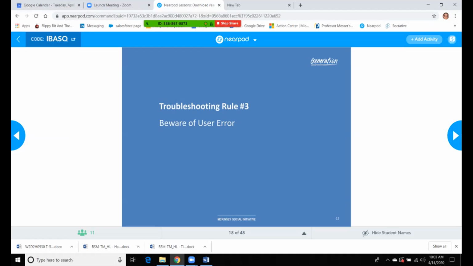Troubleshooting rule number 3: beware of the infamous user error. When working with computers, remember there are only 3 kinds of issues that I told you guys. Somebody tell me which ones they are. Is it a user issue? Is it a hardware failure? Is it a software failure? That is correct.